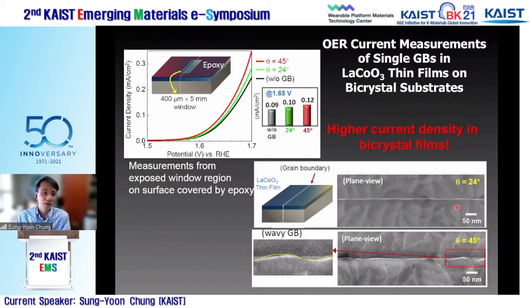So this is the result. The black curve is the simple single crystal ruthenium cobalt oxide. The red one is the bicrystal, the sample containing one single grain boundary. Some people say that the activity is small, but it is not that small, because the width of the grain boundary is nanoscale, as you can see. Compared to the small width, the activity enhancement is huge.